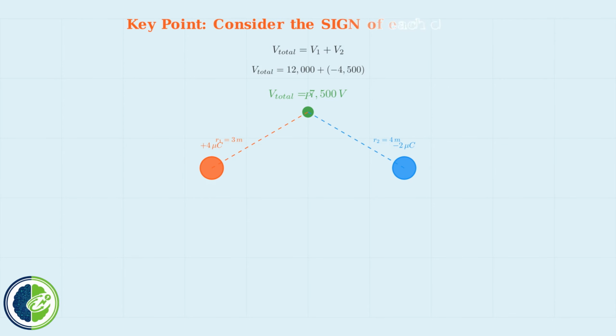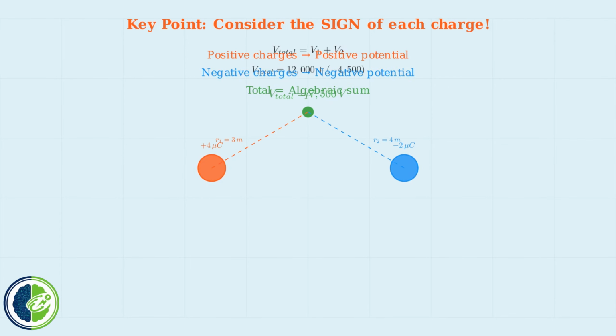The key insight is that we must carefully consider the sign of each charge when adding potentials. Positive charges contribute positive potential, while negative charges contribute negative potential. The algebraic sum gives us the total potential at any point in space.